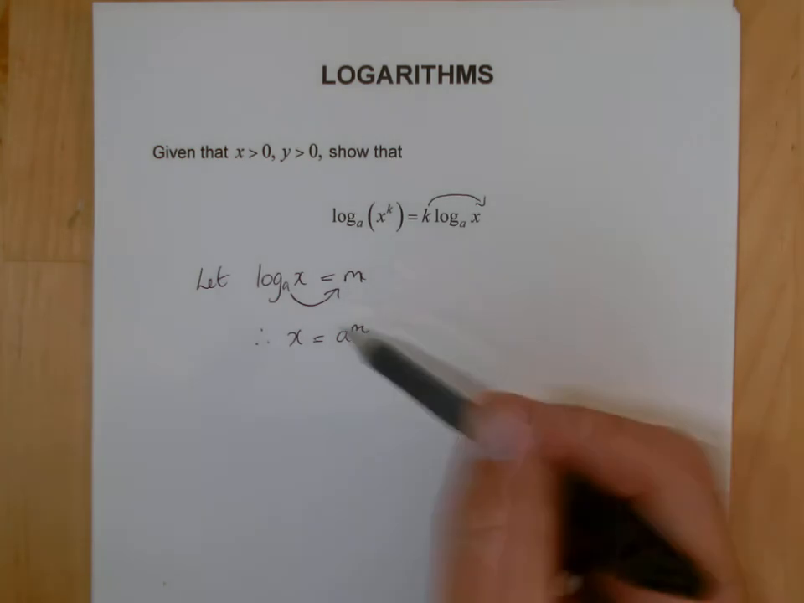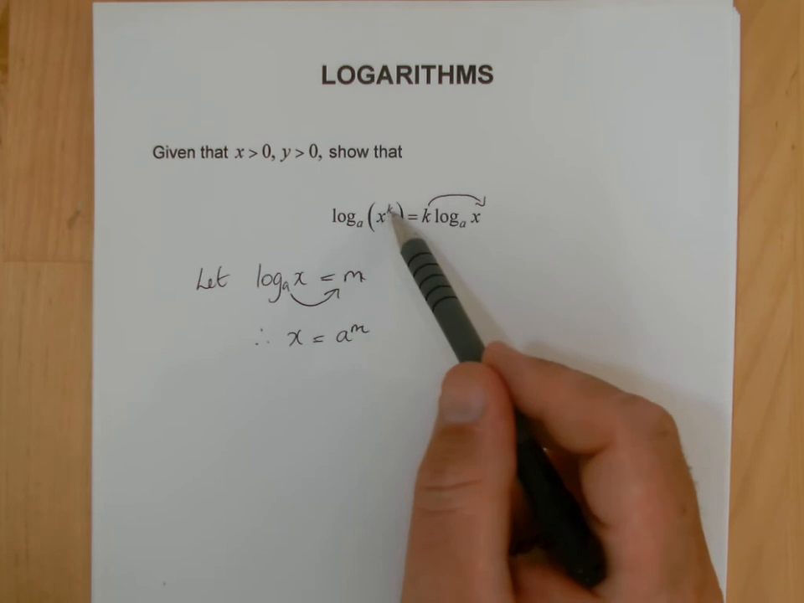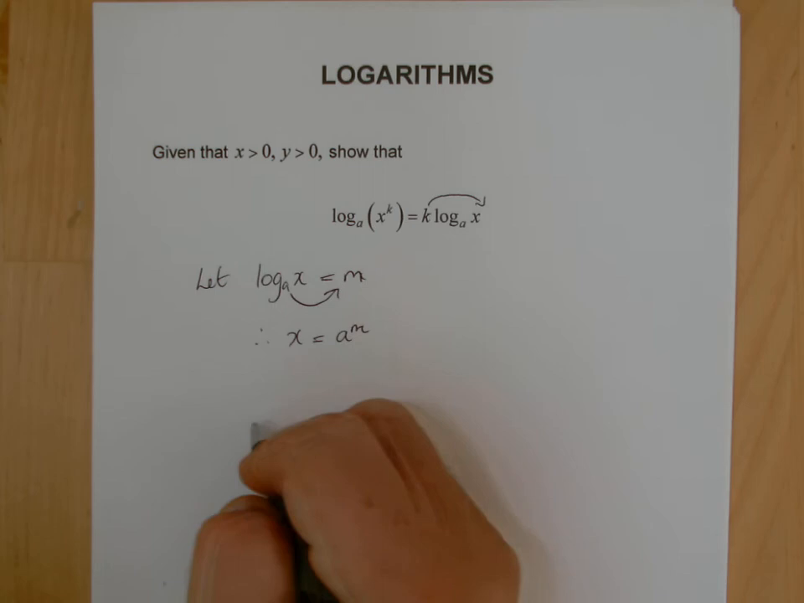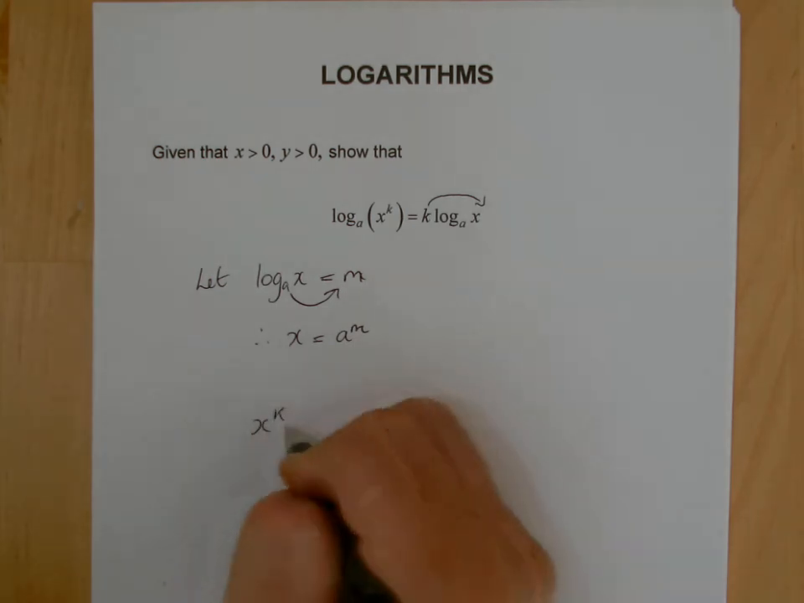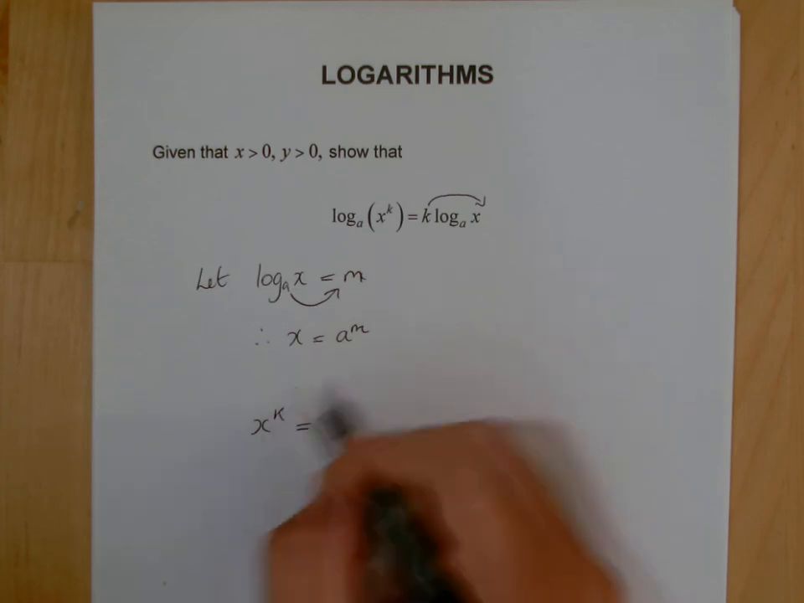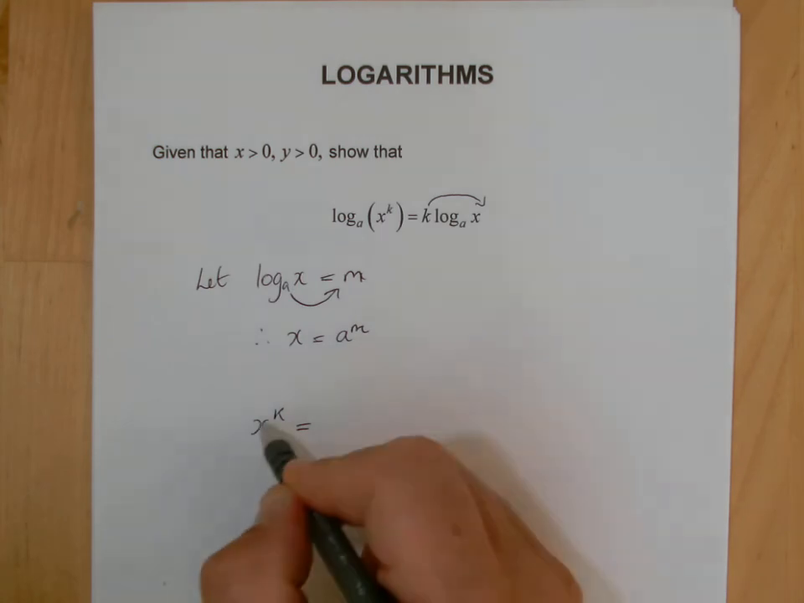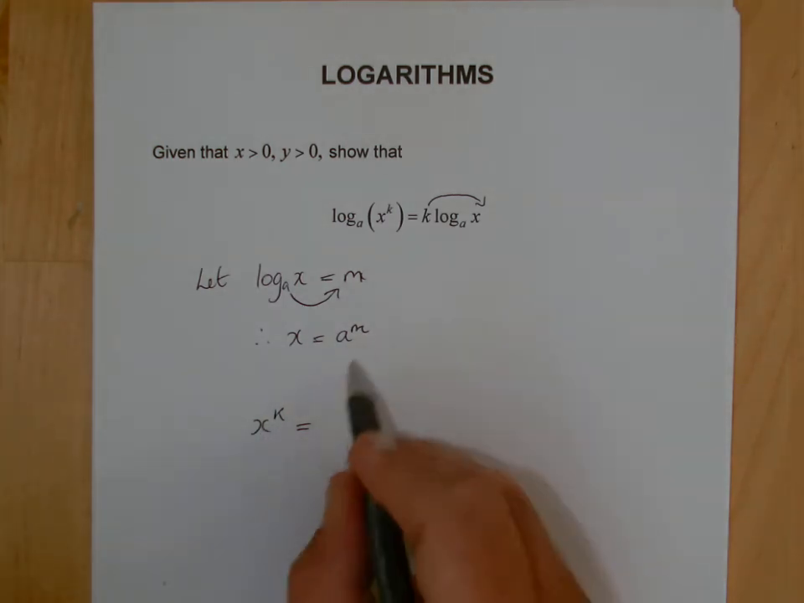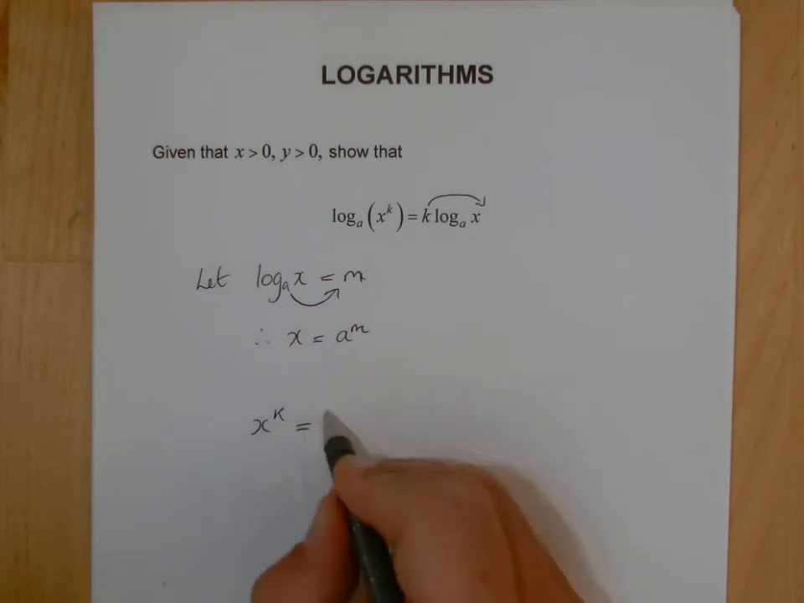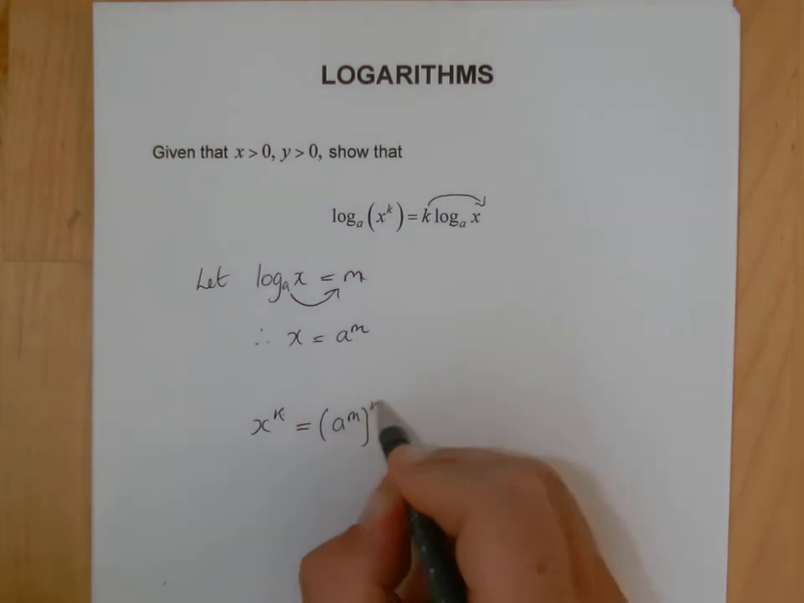Now, what I'll do is look at the result I've got here. I've got x to the power k in that logarithm. So let's look at what x to the power k actually is in terms of my definition here. So x to the power k, well, I've got x equal to this, so I'll substitute this in here. How I do that is, I appreciate this is x, but then I need to put it to the power k, so perhaps I'll use a bracket. So this is my x, and then it's to the power k.